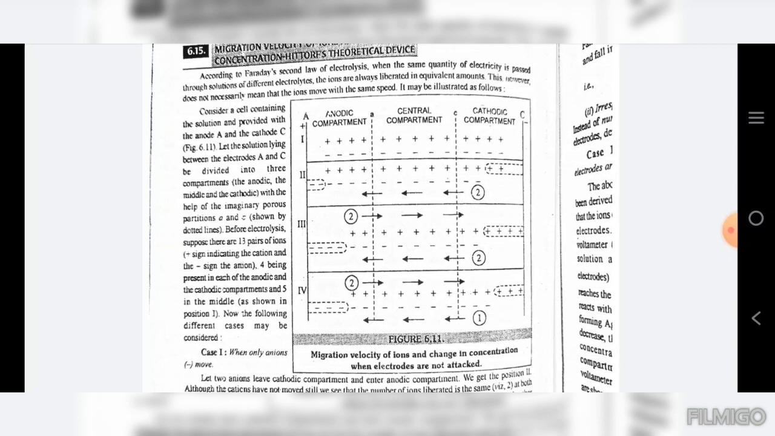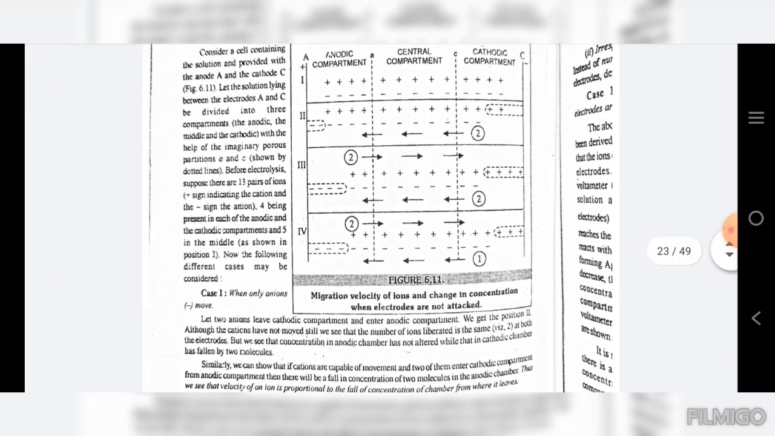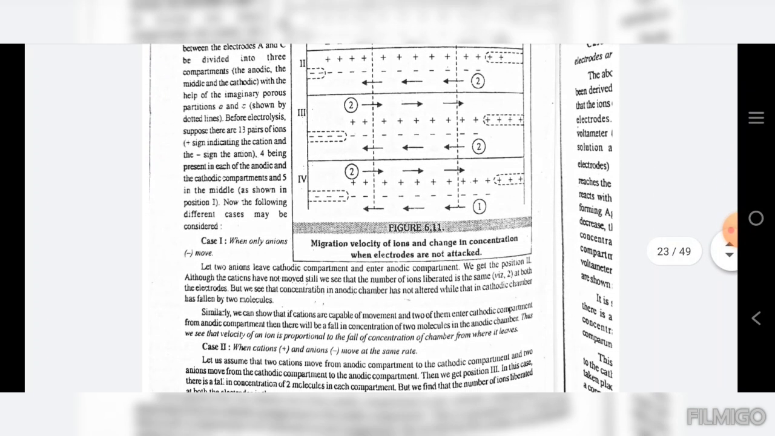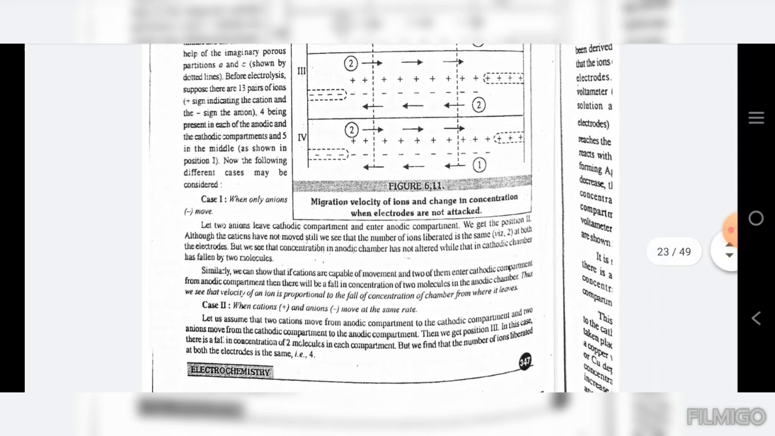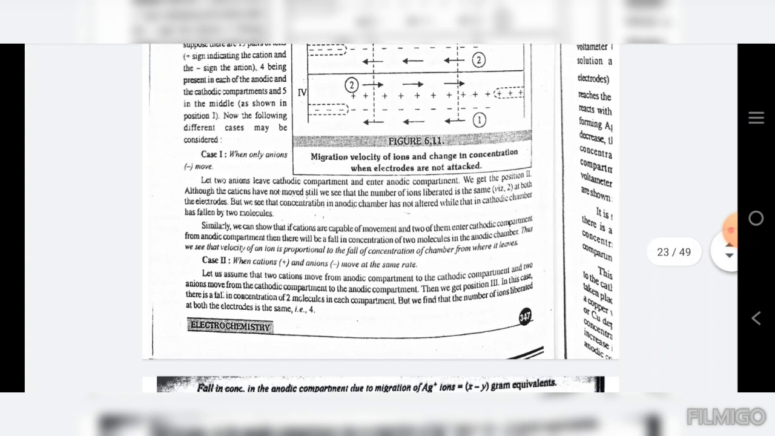Let the solution lying between the electrodes A and C be divided into three compartments: the anodic, the middle, and the cathodic, with the help of imaginary porous partitions A and B shown by dotted lines. Before electrolysis, suppose there are 13 pairs of ions, the plus sign indicating the cation and the negative sign the anion, 4 being present in each of the anodic and the cathodic compartments and 5 in the middle, as shown in position I.